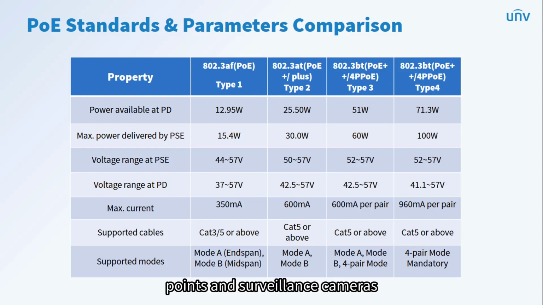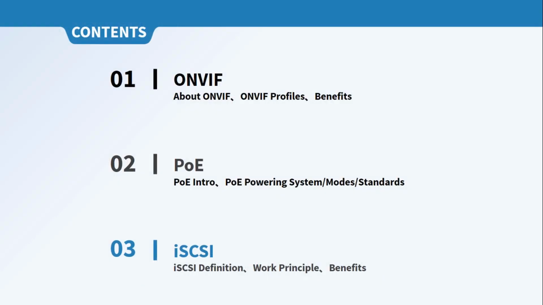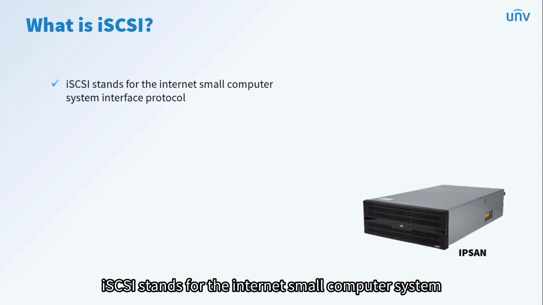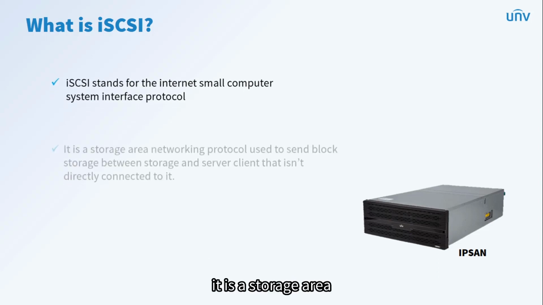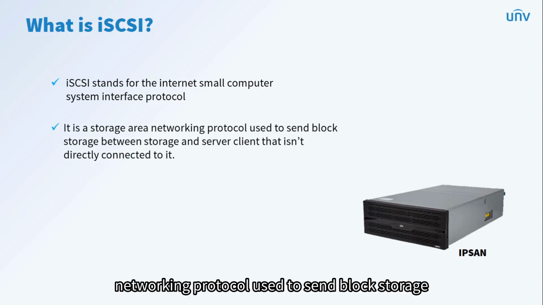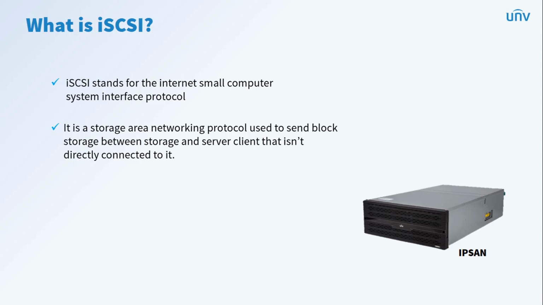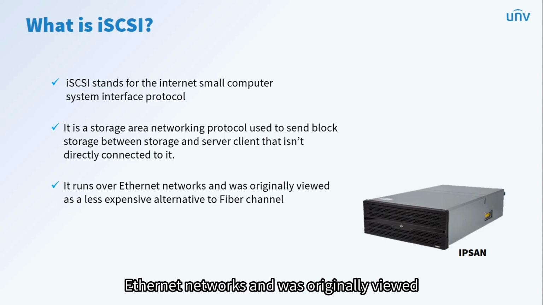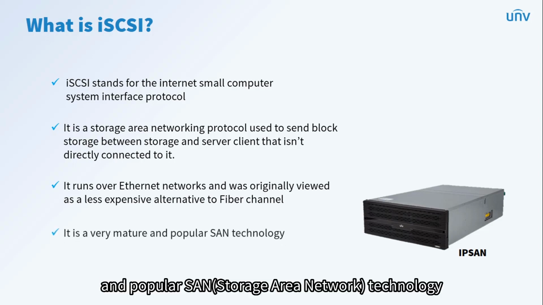and surveillance cameras. Now let's move on to the last topic, iSCSI. iSCSI stands for the Internet Small Computer System Interface protocol. It is a storage area networking protocol used to send block storage between storage and a server or client that isn't directly connected to it. It runs over Ethernet networks and was originally viewed as a less expensive alternative to Fibre Channel. It is a very mature and popular SAN technology.